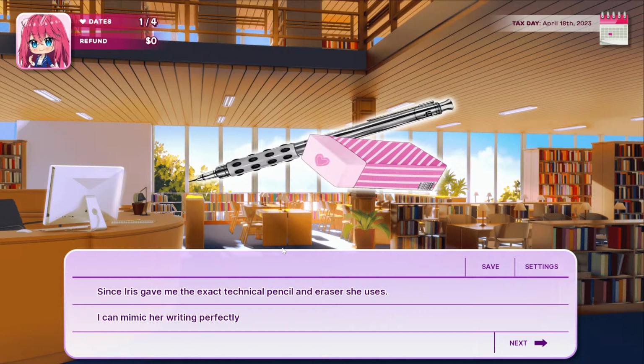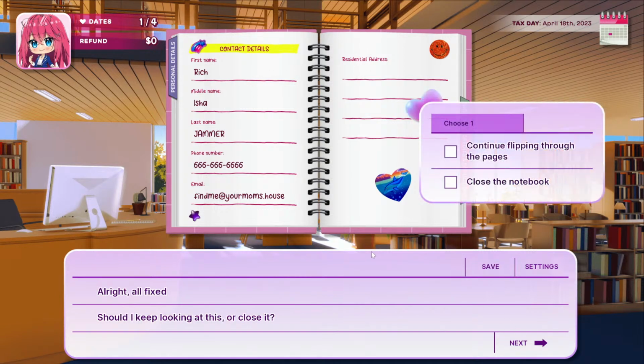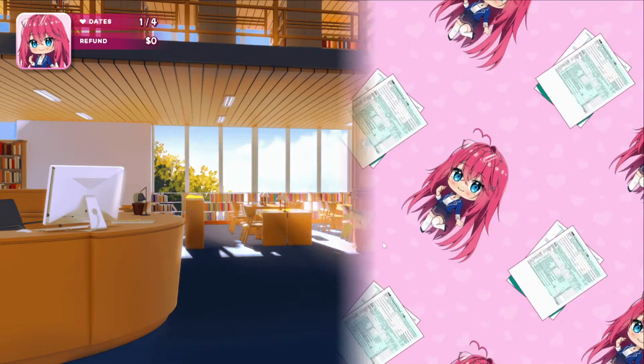Iris gave me the exact technical pencil and eraser she uses. I can mimic her writing perfectly. Sure. Okay. It's Jammer, right? Can I put anything else? I'll fix it. Should I keep looking at this or close it? Close the notebook. She might spot us doing it.